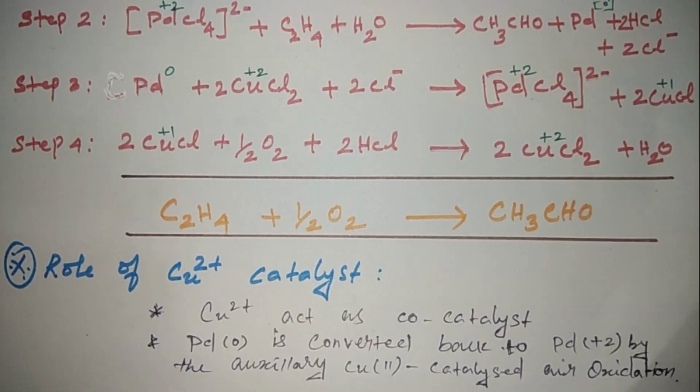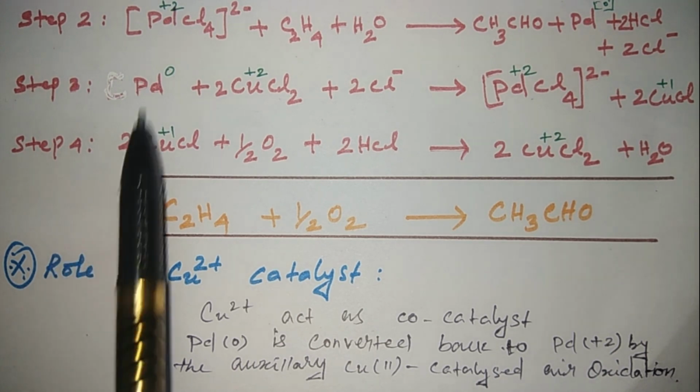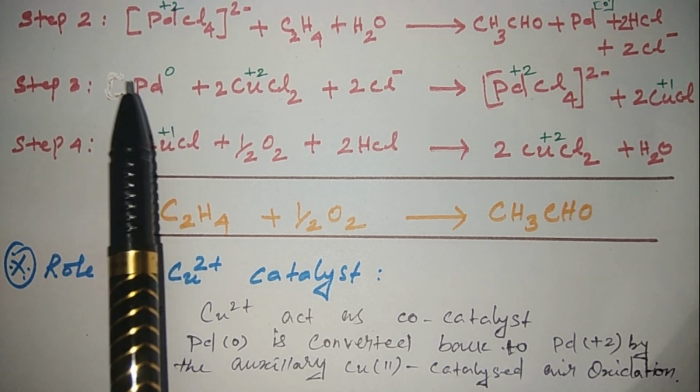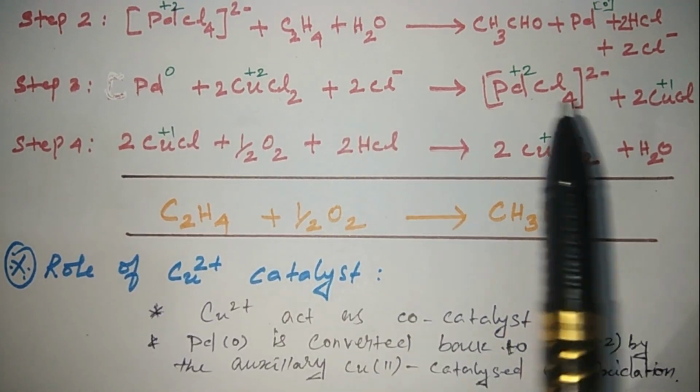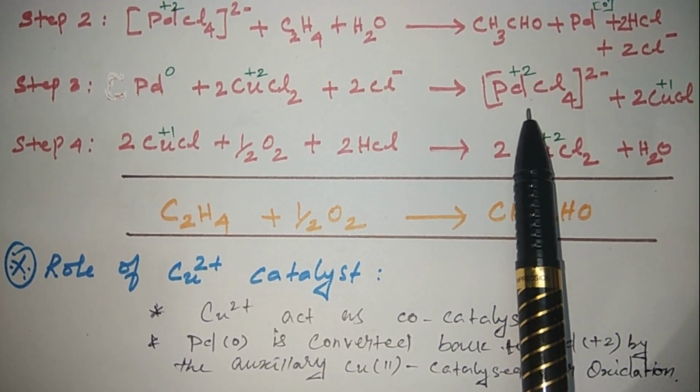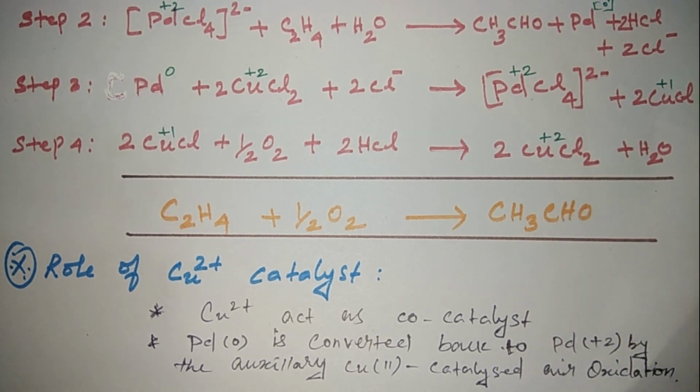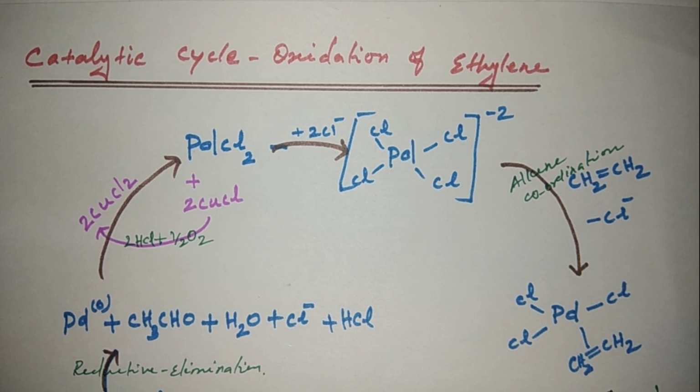What is the role of the Cu2+ catalyst? Cu2+ acts as a co-catalyst. Palladium 0 is converted back to palladium 2+ by the auxiliary Cu2+ catalyst through air oxidation. Palladium is in the zero oxidation state, and the zero oxidation state is converted back into palladium +2 oxidation state. This is the role of the Cu2+ catalyst in the Wacker process. Now we see the catalytic cycle for oxidation of ethylene by the Wacker process.